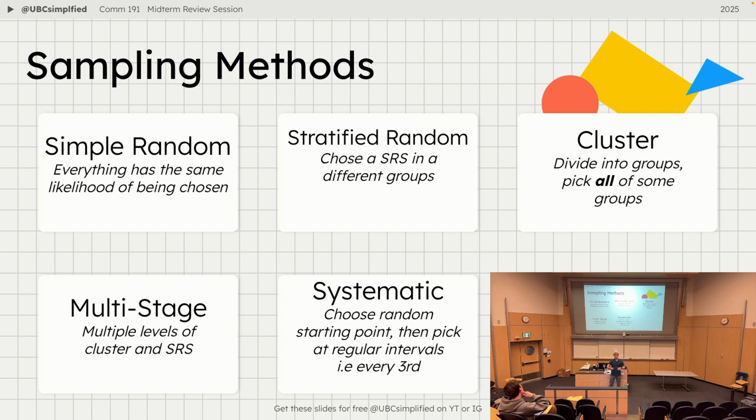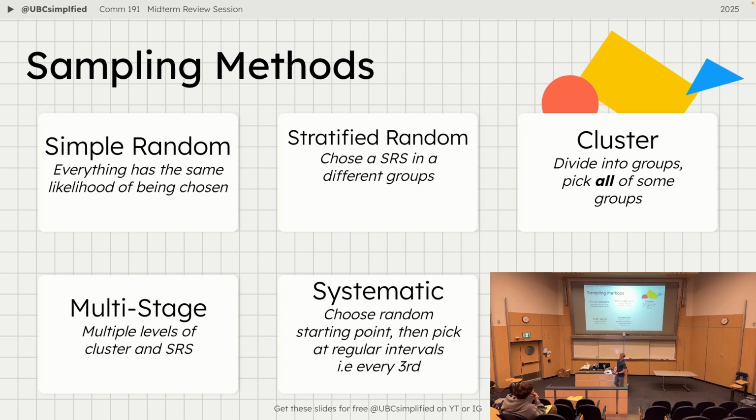Anyways, and then cluster is you divide it into groups, but instead of randomly picking people from those groups, you divide into groups, and then you pick an entirety of that group. So let's say if you divided professors by what they teach, you would be picking like all of the business profs. That would be a cluster. And then multi-stage is basically just repeating that, so multiple levels of it.